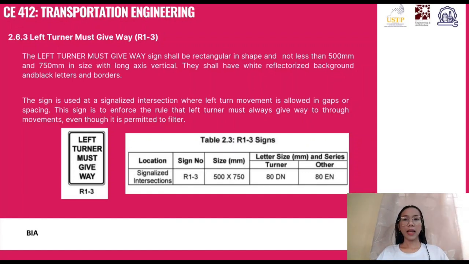So, let's move forward to our first topic, which is 2.6.3, left turner must give way. This sign is a rectangular sign taller than it is wide. It has a size of at least 500 mm wide and 750 mm tall. It has a white, reflective background so that it is visible at night. The letters and borders are black.